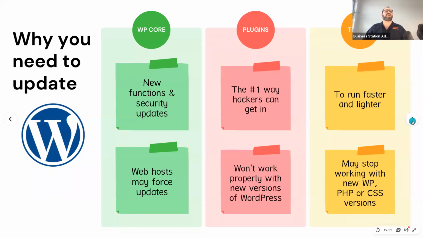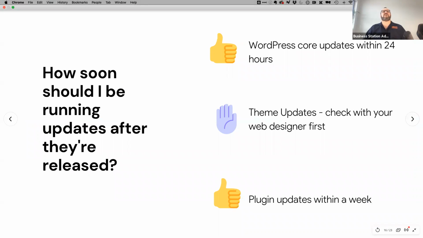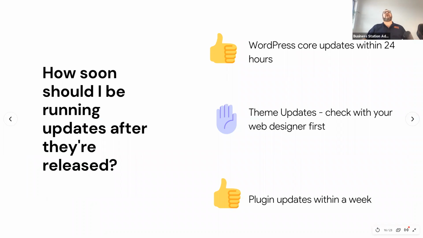So if this seems really scary to you, it's okay. A lot of this stuff can happen really quite easily in the back end, and we'll show you how to do that in a sec. But I'll answer this question, which is something I get quite often, which is how soon you should be running those updates after they're released. The WordPress core updates I would recommend doing on your website within 24 hours.